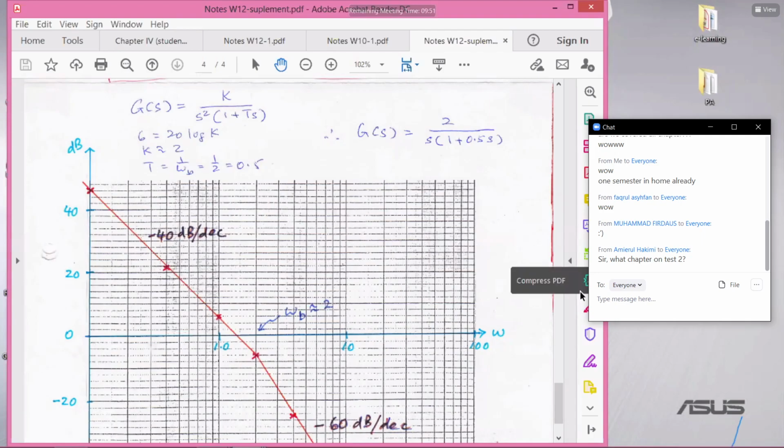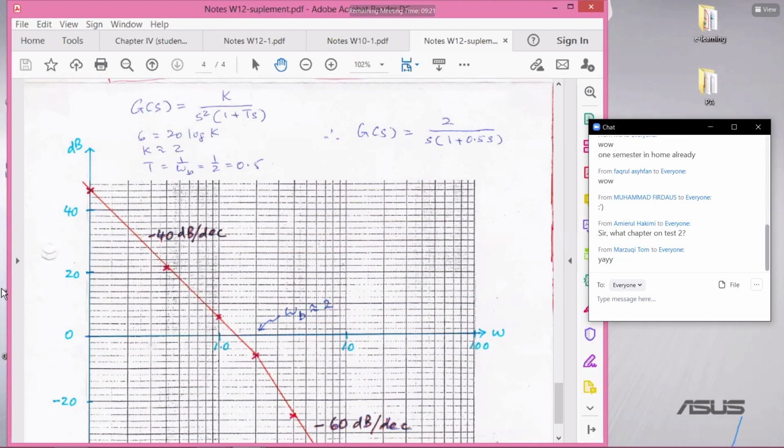There's a question on the chat box: what chapter on test 2? Test 2 is going to have 2 questions. One question on stability and root locus interpretation. Second question is frequency response analysis up to Nyquist diagram only. Bode diagram will not be asked in your second test. So the second test is going to cover only Nyquist diagram. All right. Any more questions?